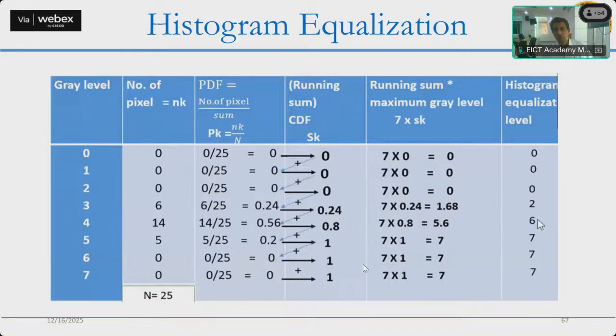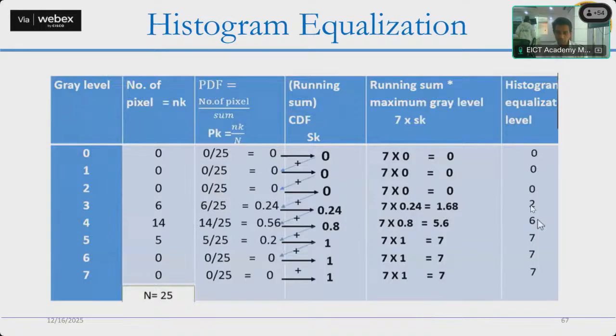Now what will we do with these values? We will multiply these values with 7. What is 7? Basically 7 is the maximum gray level. So we have multiplied here, and what values are we getting? 1.24, 1.68 and so on. Now remember, the equalization level will be given by this one.